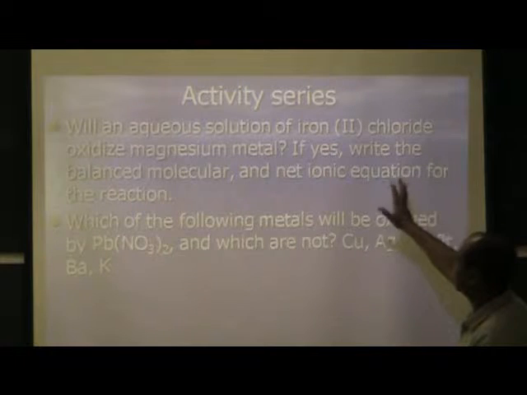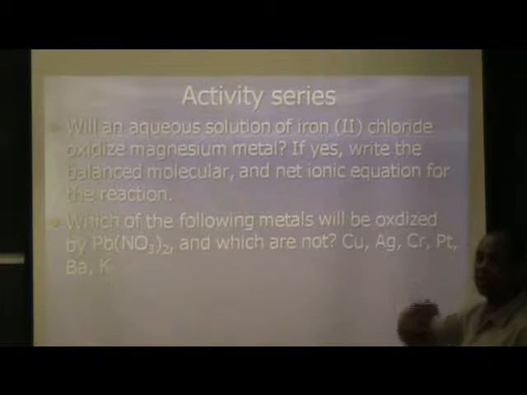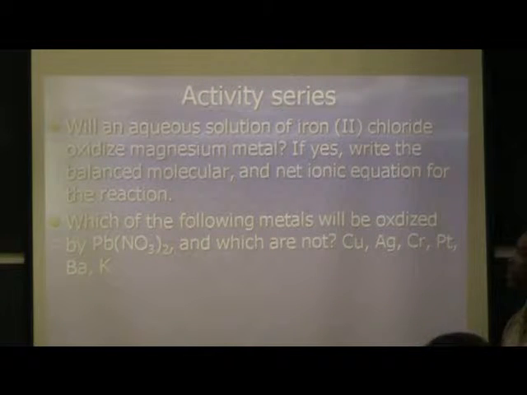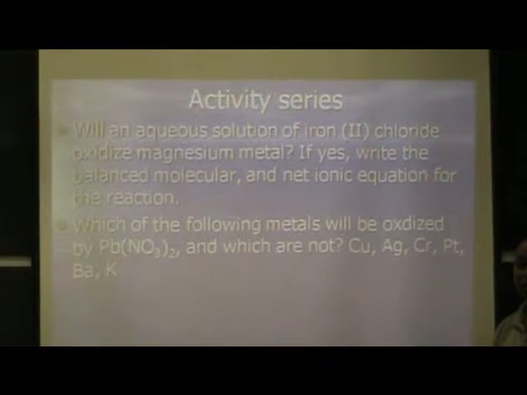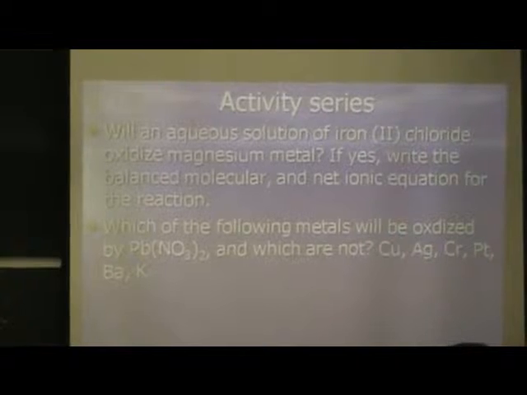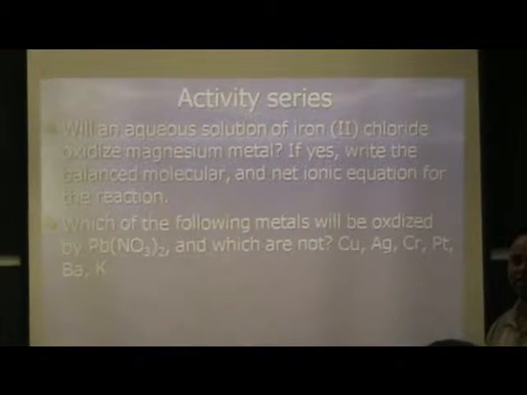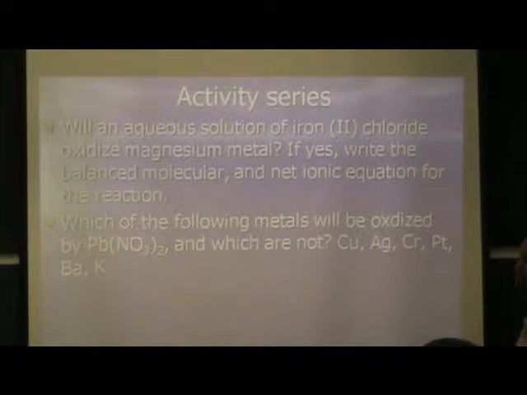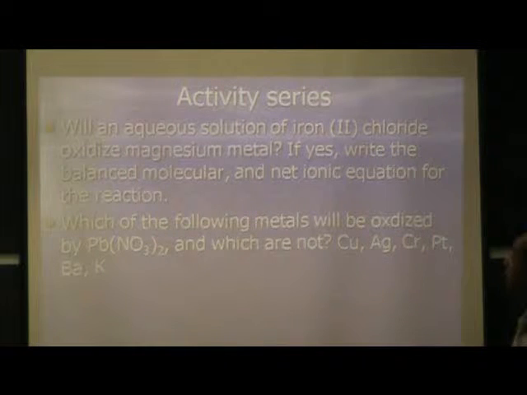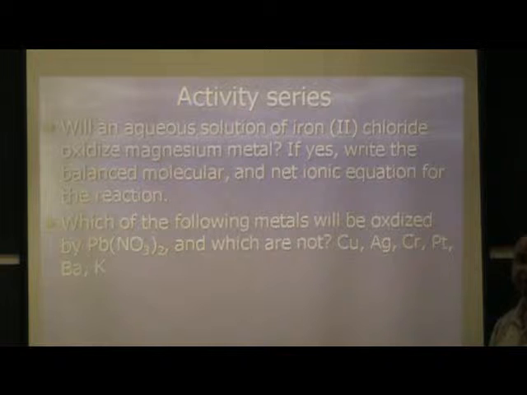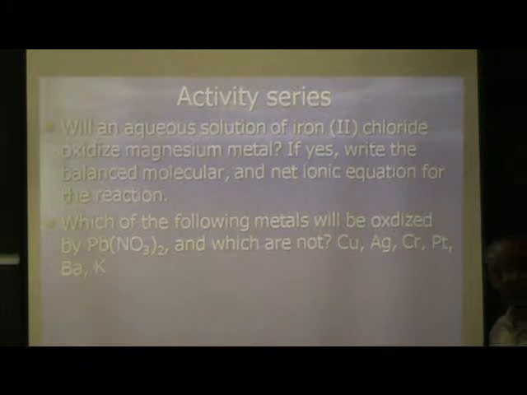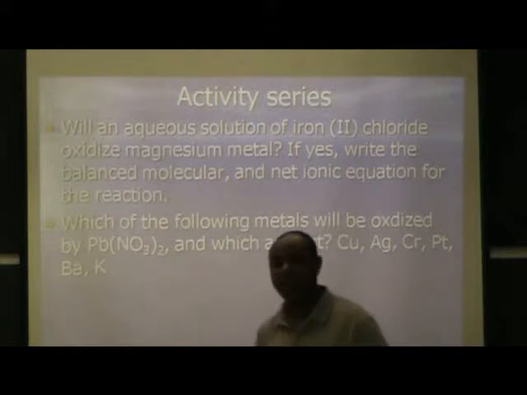Now, can iron(II) chloride react with magnesium metal? If yes, you need to write the balanced molecular equation and the net ionic equation of the reaction. If no, there's no reaction. You don't have to write anything. So first of all, what is your prediction? Yes. Okay. If you say yes, go ahead and write down the reaction and show me which element of the two will be oxidized, iron or magnesium, and which element is reduced. What does the net ionic equation look like?